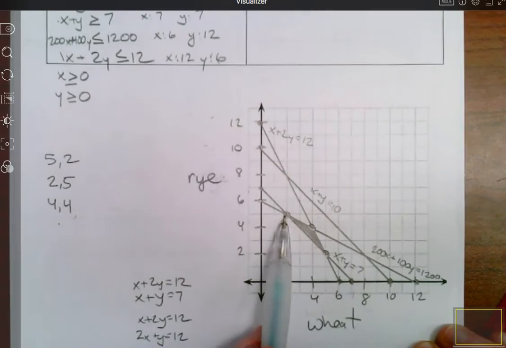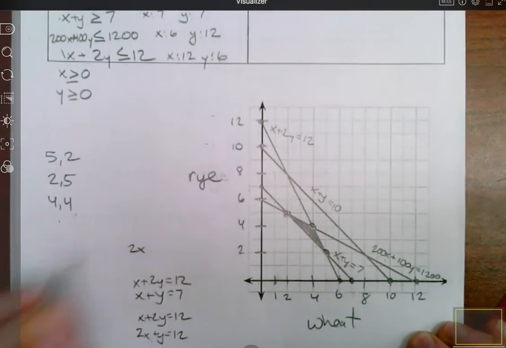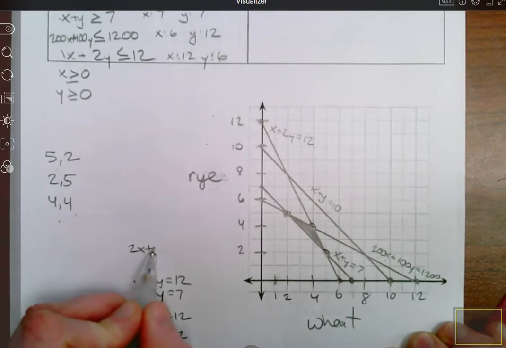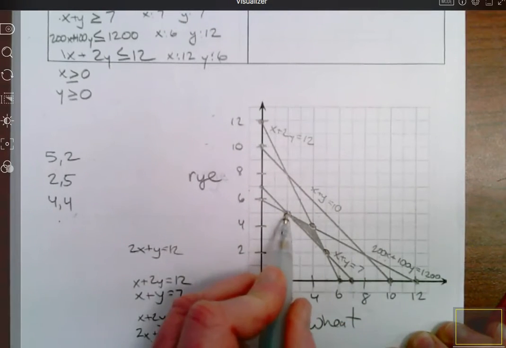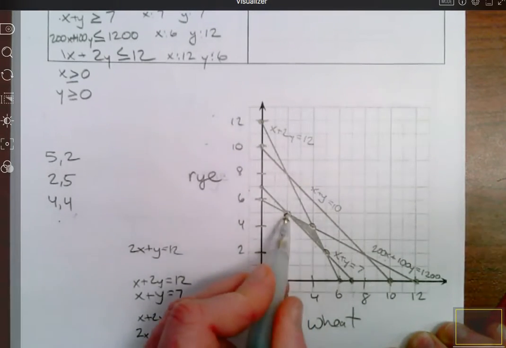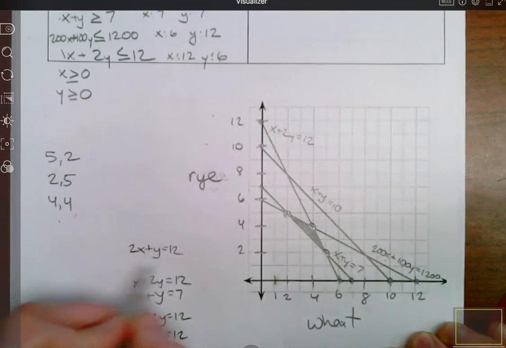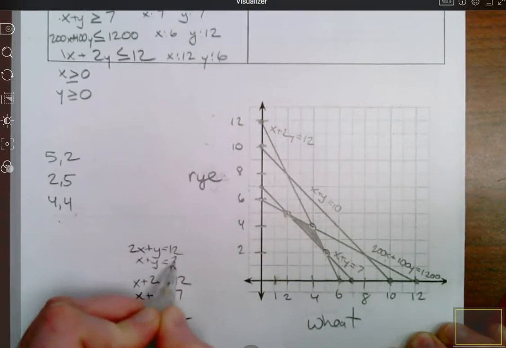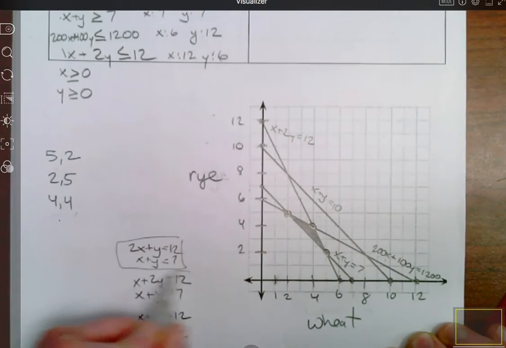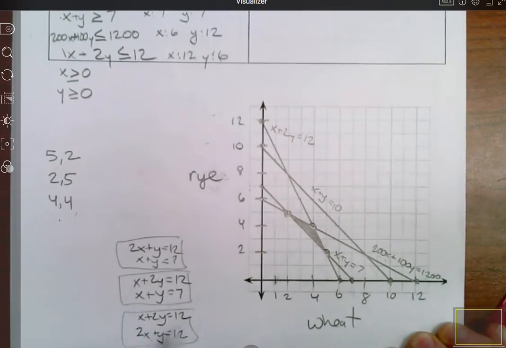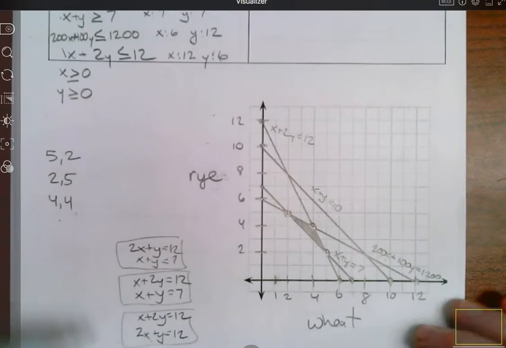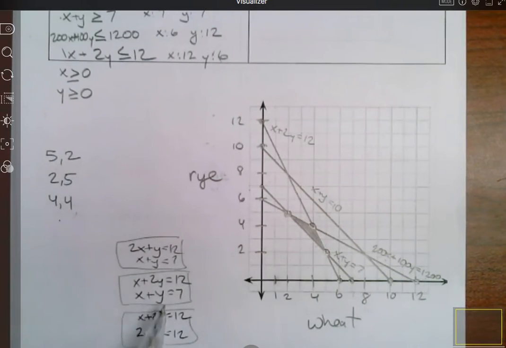And then to solve for this point, we would have this equation, which I've already simplified here, which is 2x plus 1y equals 12, and it intersects with x plus y equals 7. So you'd have to solve these three systems to come up with these points that I was able to read off the graph. Okay. Not sure on the test if you're going to be able to read it off the graph or you're going to have to solve these systems.